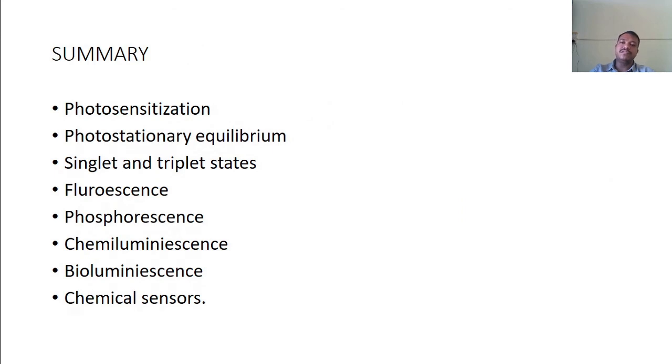This is the summary of this session. We discussed photosensitization, photostationary equilibrium, singlet and triplet states, fluorescence, and phosphorescence. Fluorescence and phosphorescence are photophysical processes, and we also saw chemiluminescence, bioluminescence, and chemical sensors.